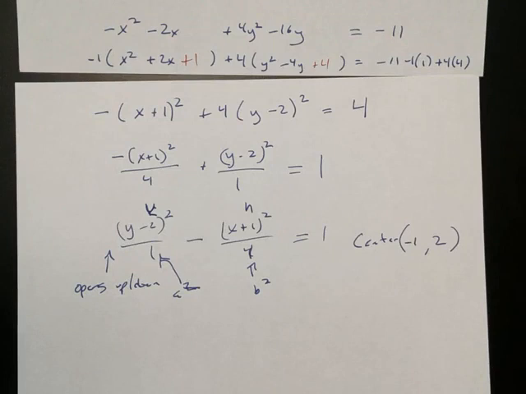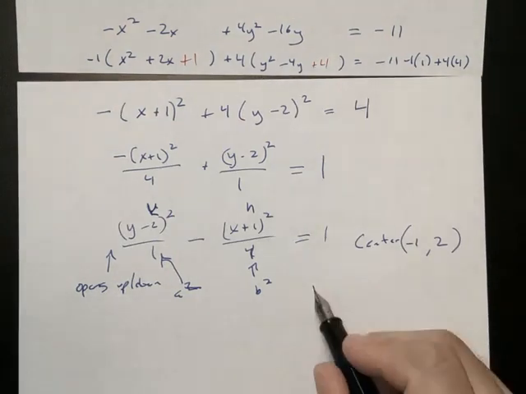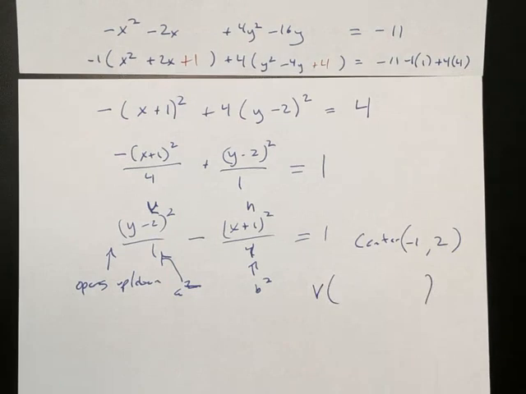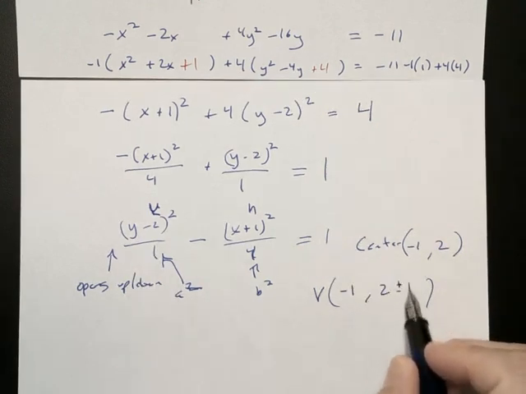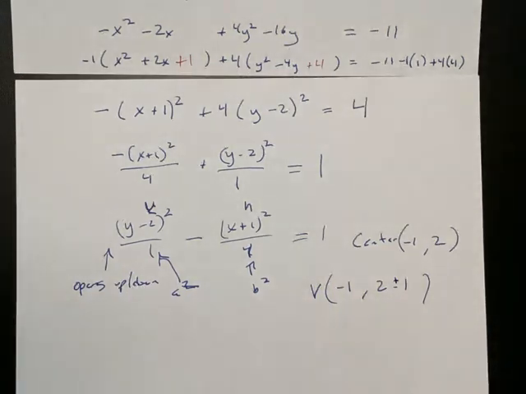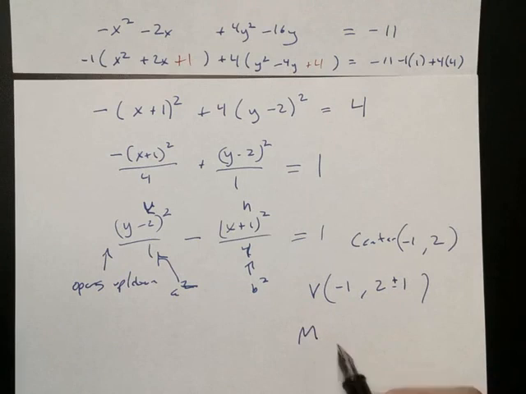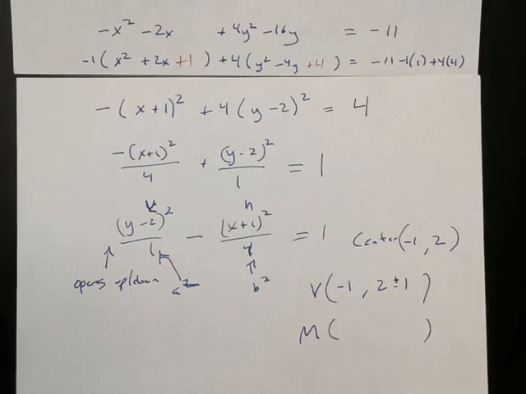So, vertices. Which direction do I go to get vertices? I go up and down because that's our opening direction. How far? 1. The minor points.